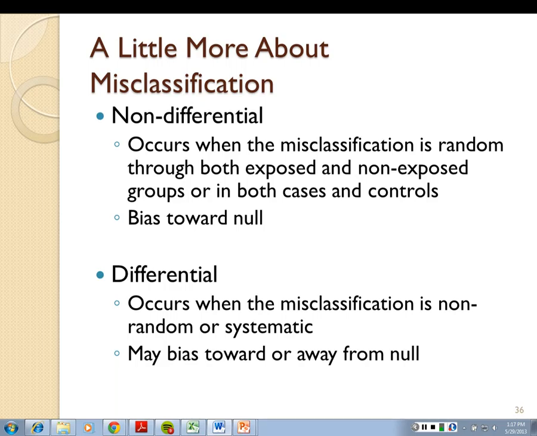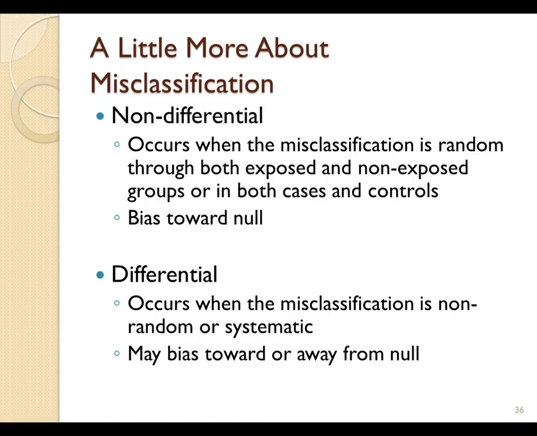Now, differential misclassification occurs when the misclassification is non-random. In differential misclassification, the rate of misclassification is higher in either the cases or controls, or the exposed or unexposed group, introducing the potential for serious error. Depending on which group is more likely to be misclassified, the true exposure-disease relationship may be overestimated or underestimated.